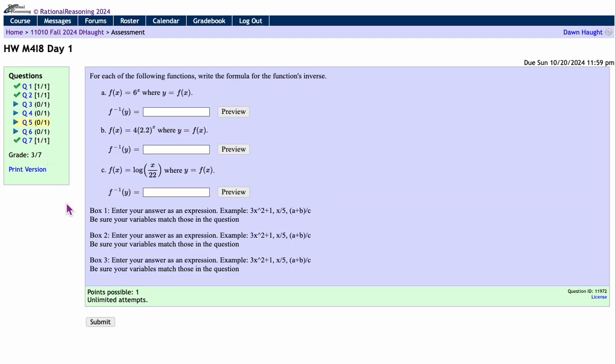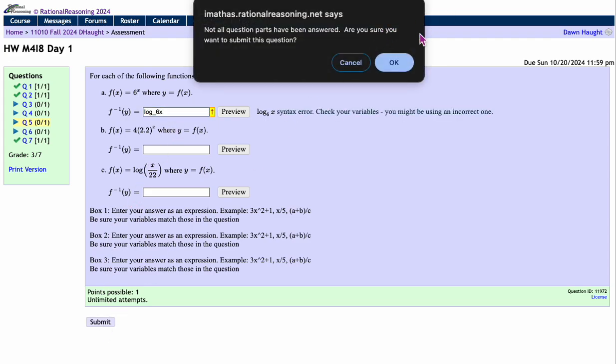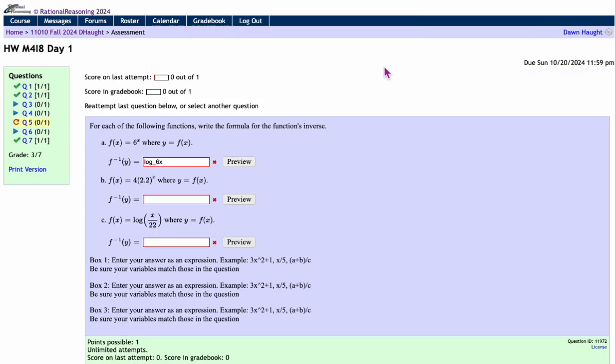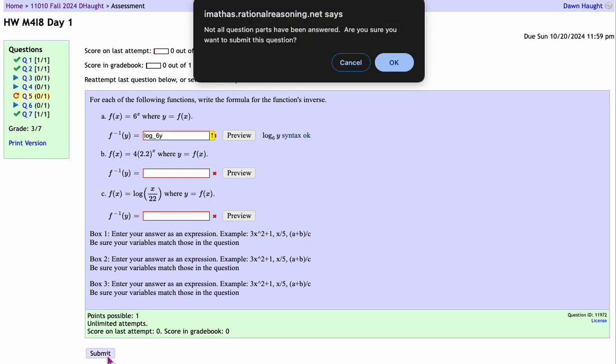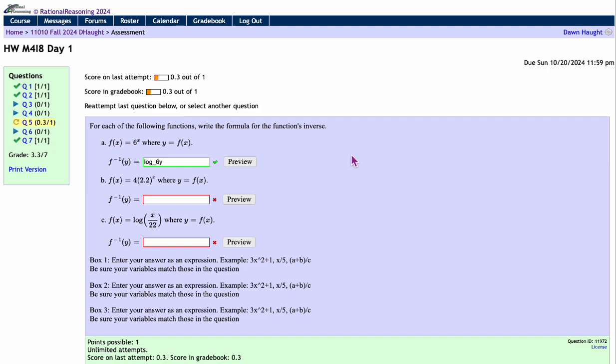Can we do question 5? Says, what is the answer? Okay, so y is f of x. So f inverse of y, I think, is the log base 6 of x is what they want. Let's see. We'll have to come back to that one. Okay, you guys have a good one. Thanks. Oh, that would be the log base 6 of y, I think. There we go. Okay.